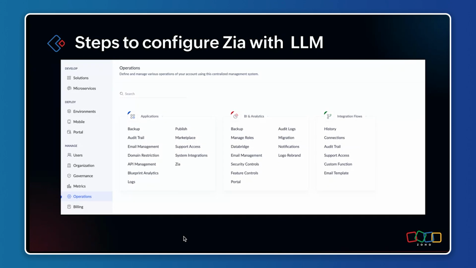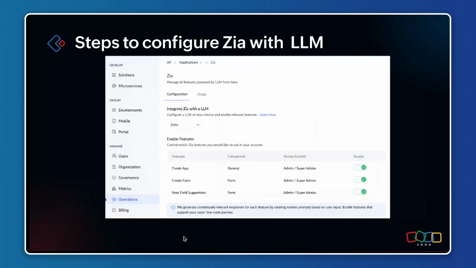When you get into the Manage option, navigate to Operations. When you click on Operations, you'll have an option to choose Zia. Click on Zia and it will prompt you to a screen where you will have the configuration to integrate with a LLM. By default, Zoho's LLM will be chosen. So for the new signups, Zoho's LLM will come as a default option and it is free to consume. We also give an option to use OpenAI model if you have the API key.